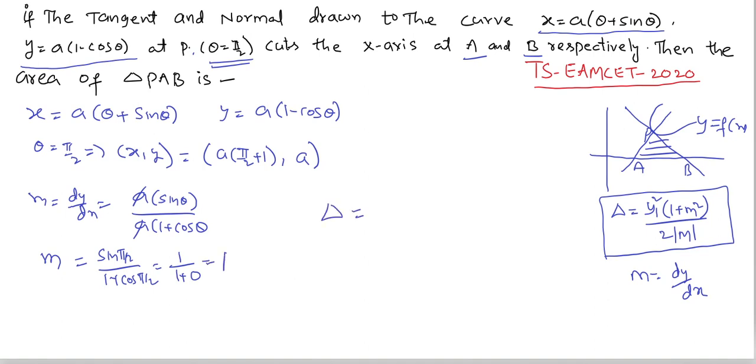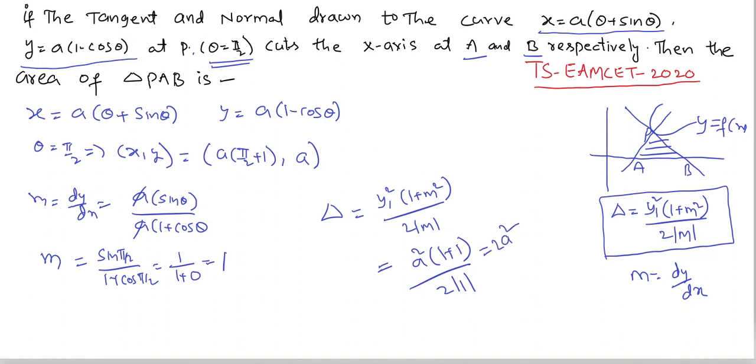Therefore delta is equal to, so shortcut formula y1 square into 1 plus m square by 2 mod m. So y1 square here is a square, 1 plus m square is 1 plus 1 square, that is 2, divided by 2 into mod m, that is 1. That is equal to a square. So area of the triangle delta is a square.